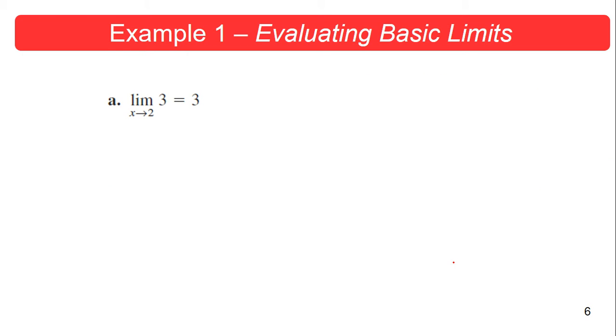Okay, let's look at those. Limit as x approaches 2 of 3 is still 3. It's 3 everywhere. Limit as x approaches negative 4 of x is negative 4. And the limit as x approaches 2 of x squared is 2 squared, which is 4.